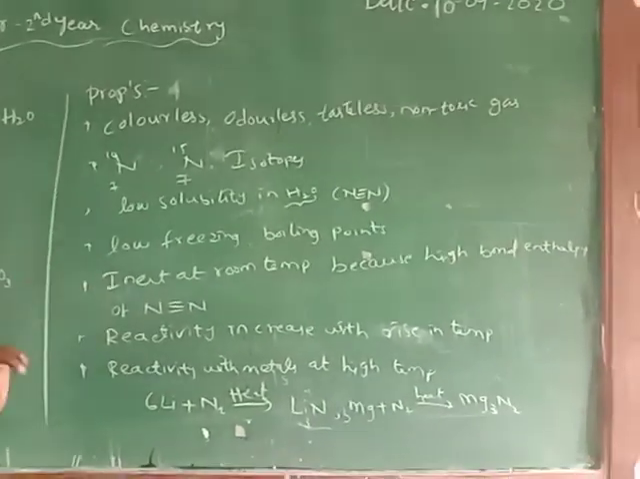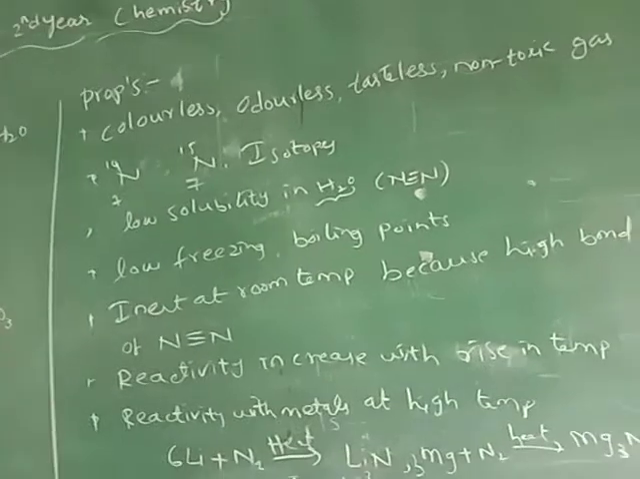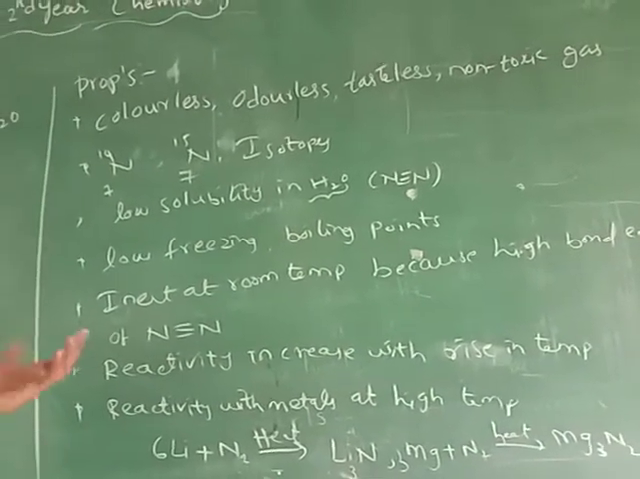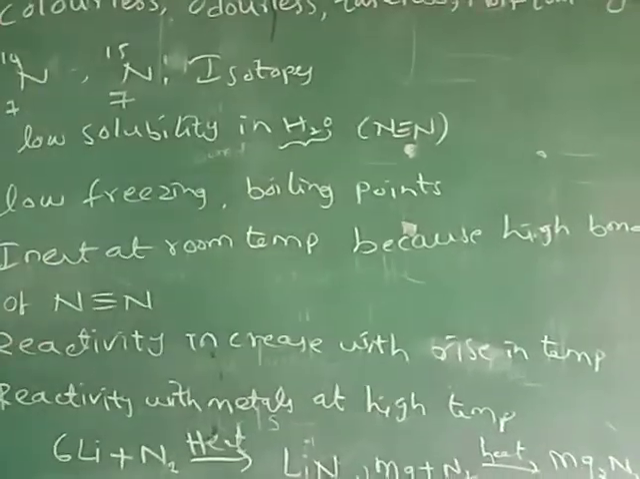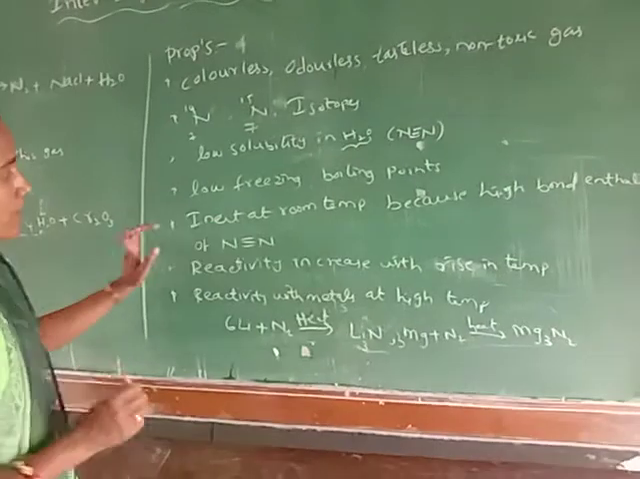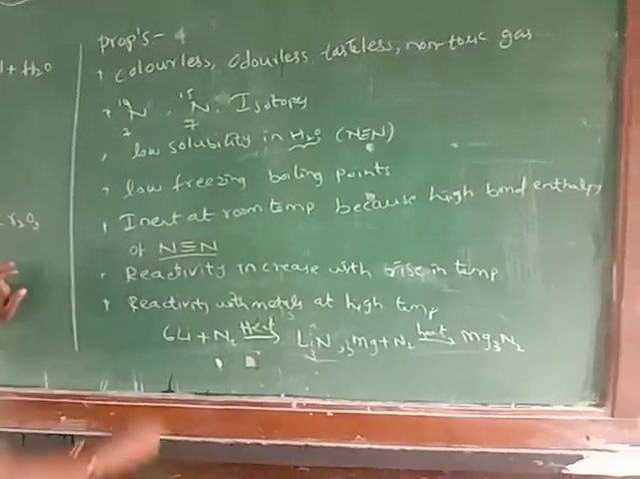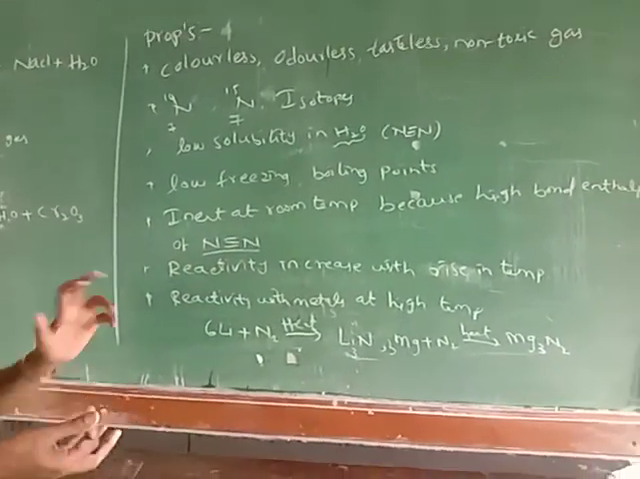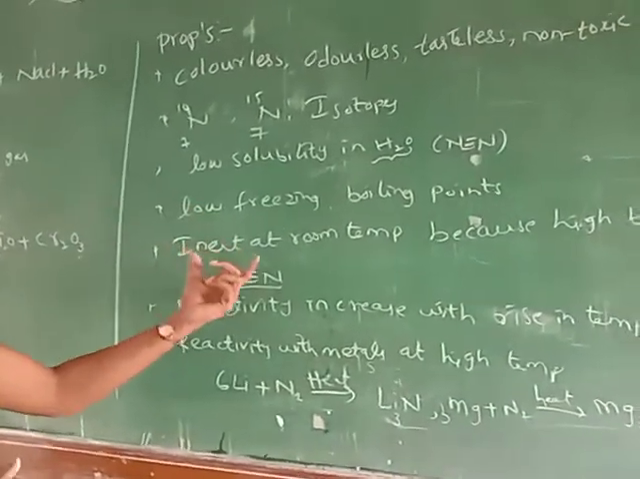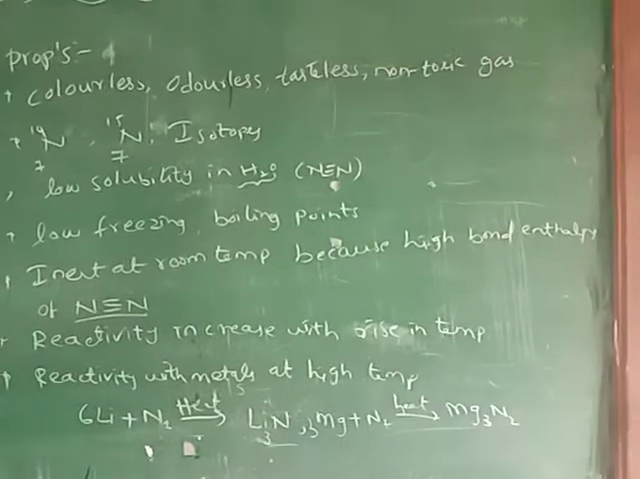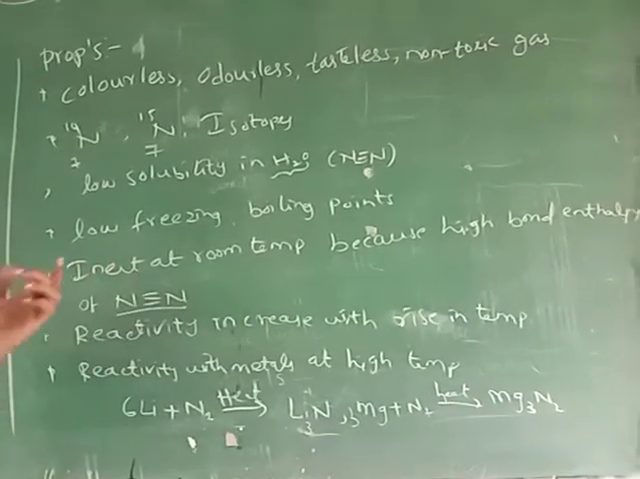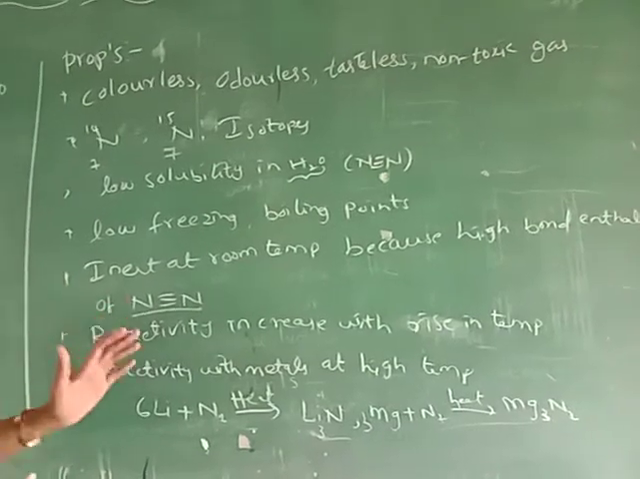Next, dinitrogen is inert. It does not react. Why is it inert? Inert means they are stable. Why are they stable? Because between the two nitrogen atoms a triple bond is present. They show high bond enthalpy. So dinitrogen is inert at room temperature because between the two nitrogen atoms a triple bond is present. That's why they are highly stable, and that's why it is inert at room temperature.